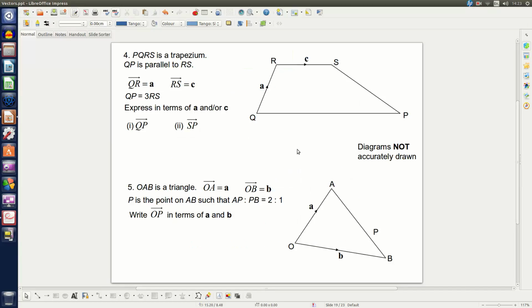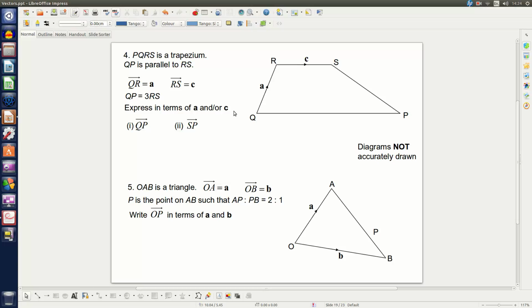Okay, these kind of questions are quite common. They are essentially vector geometry. Nothing like the kind of vectors that they do at A level either. Now we're told PQRS is a trapezium, which immediately means that, as it points out itself, QP is parallel to RS. Now the rules with parallel vectors are that they are simply scalar multiples.